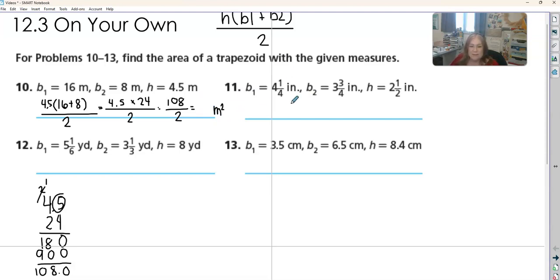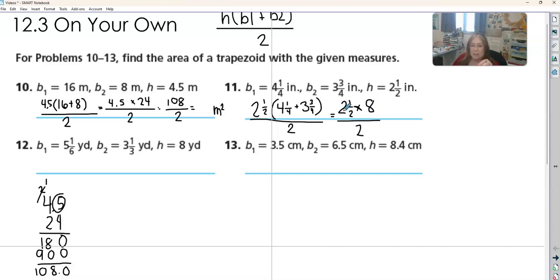Now at number 11, we have some fractions here. So we're going to add 4 1/4 plus 3 3/4. And then we need to times that by the height of 2.5, and then we'll cut that whole thing in half. So let's start here. We have 4 and 3 make 7. Here's a fourth, and 3/4 make another whole. So 7 plus 1 is 8. So now we have 2.5, and we're going to times that by 8, and then cut that in half.